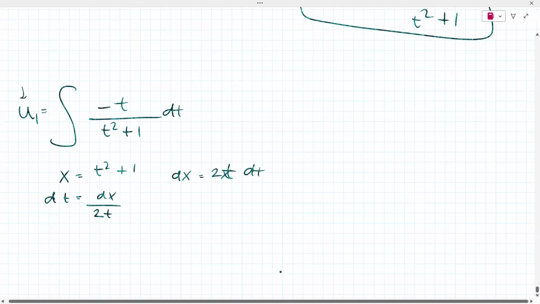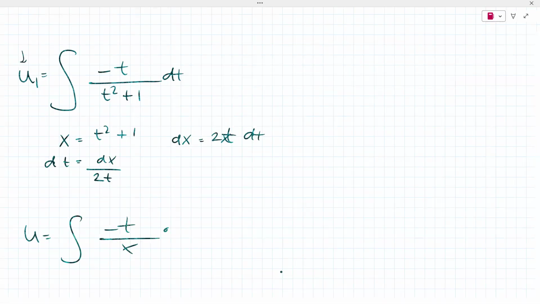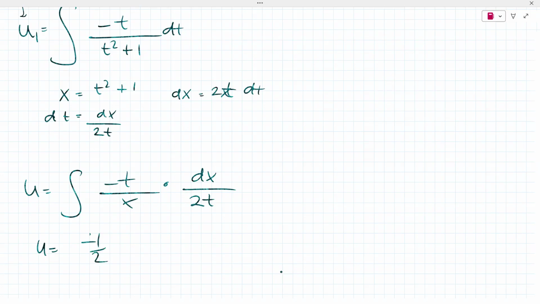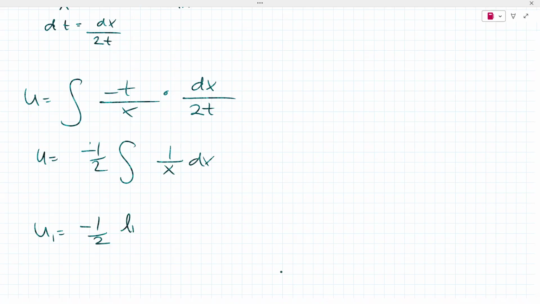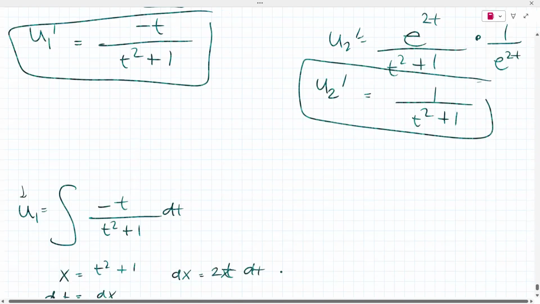And so now my u1 is the integral of negative t over x times dx over 2t. Simplify this: this is a negative 1/2, so put that out front, and then the integral of 1 over x dx. So my u1 is negative 1/2 times the integral of 1 over x, which is ln of the absolute value of x, which is t squared plus 1.